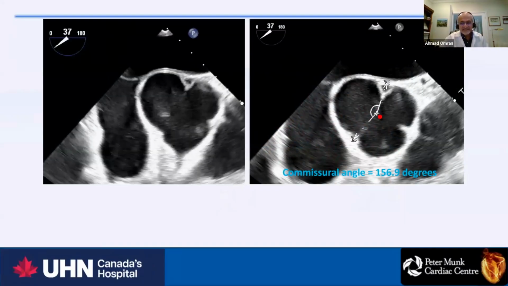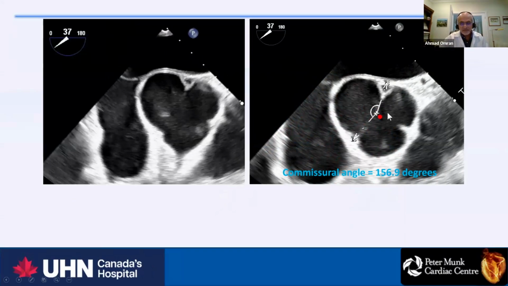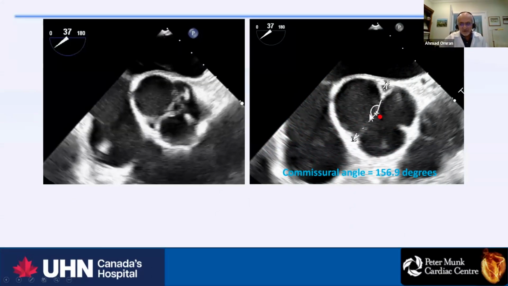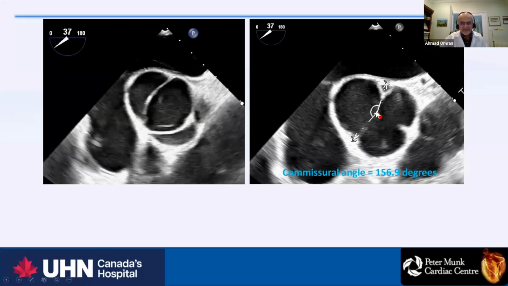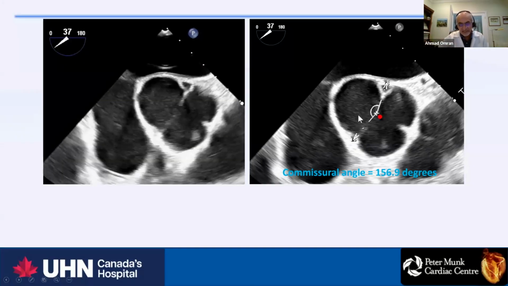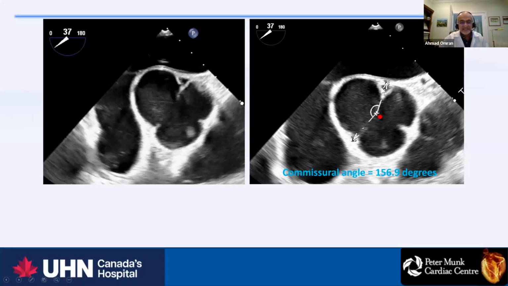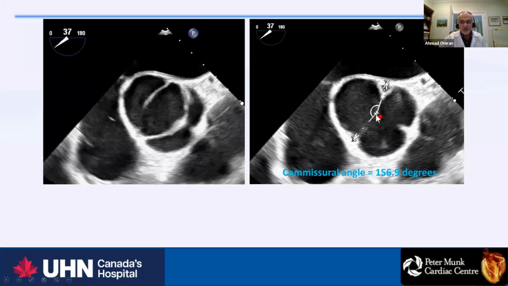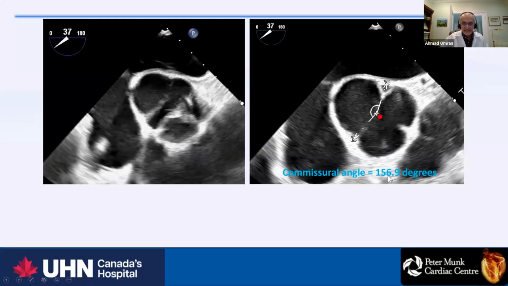And this is the commissural angle. So this one is very important. We put one dot at the middle of this circle and go to this commissure, go to this commissure, and we measure this angle. We have this measurement in the echo machine, in Epic, at least we have it. So if this angle is less than 140, it means this valve is very asymmetric and is difficult to repair. If it's more than 160, it's very good. Like in this case, it's 156, so it's good.